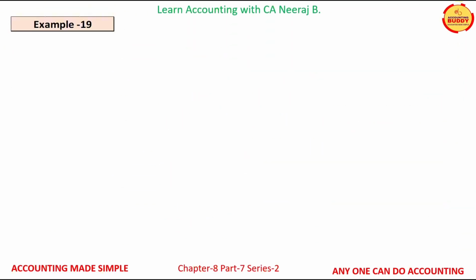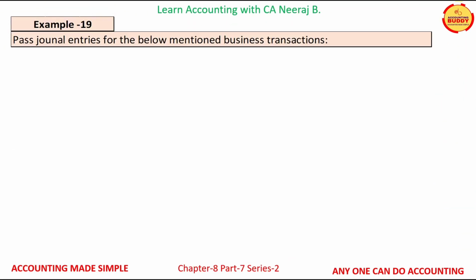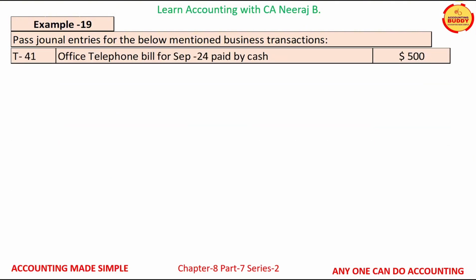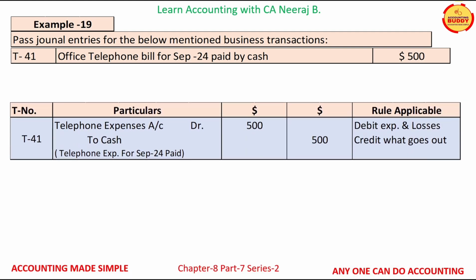Another illustration on your screen is passing journal entries for the below mentioned business transactions. Transaction T41 is office telephone bill for $500 for the month of September 24 paid in cash. The two accounts which are affected are telephone expense account and cash account.